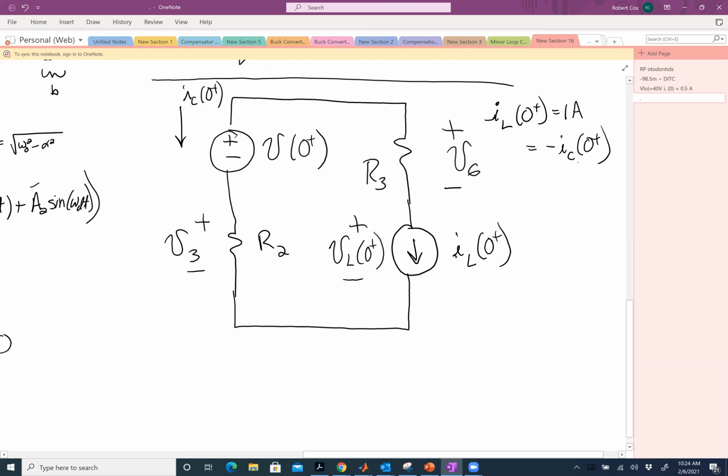The thing I've got to do now is figure out what VL of 0 plus is, which is going to have to take a KVL.